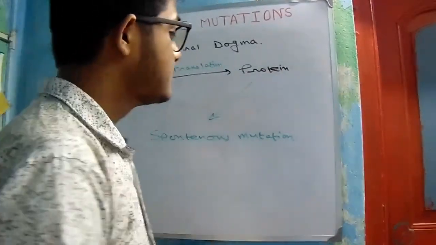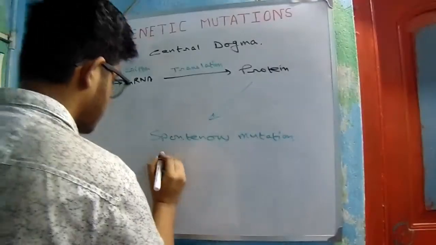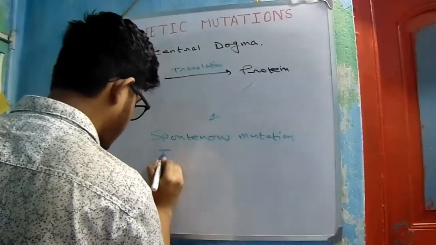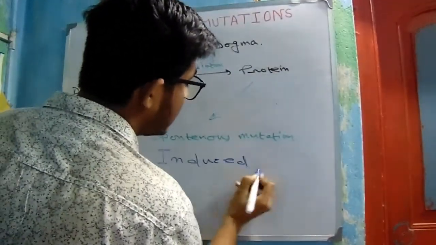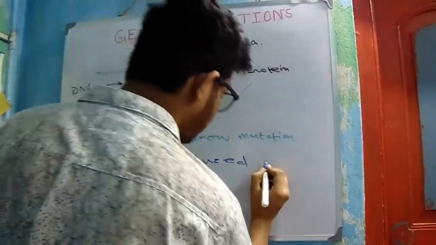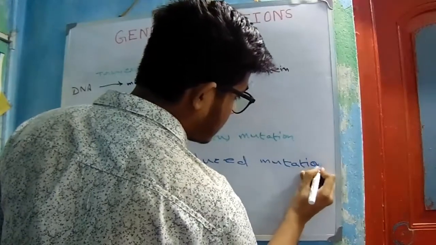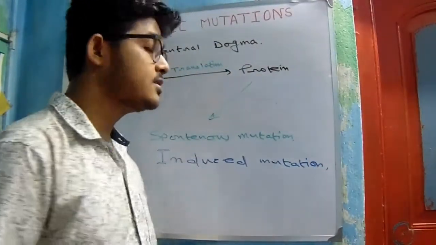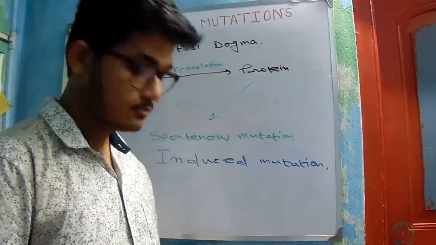And the second one is induced mutation. We will discuss it in our next video with proper detail. Induced mutations are the results of using mutagenic agents.